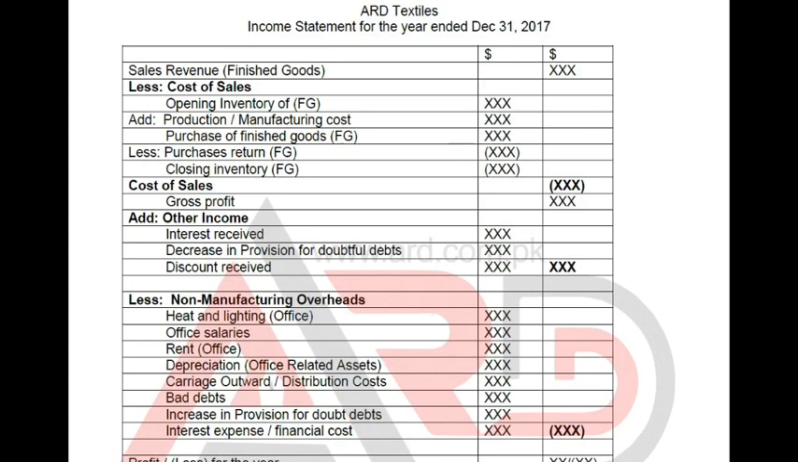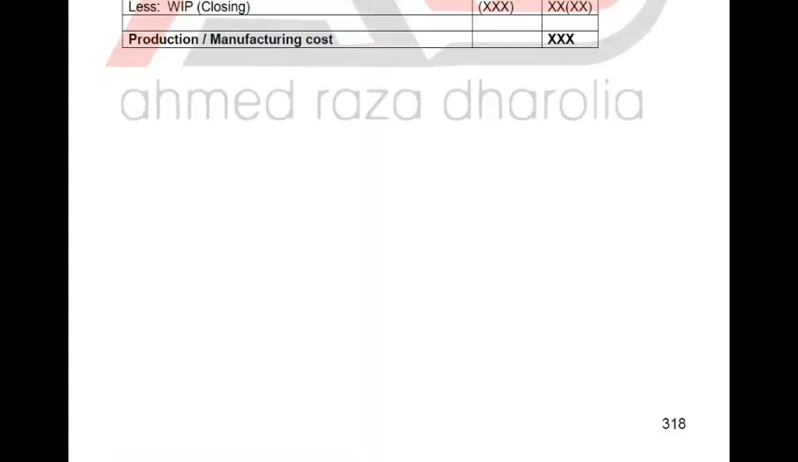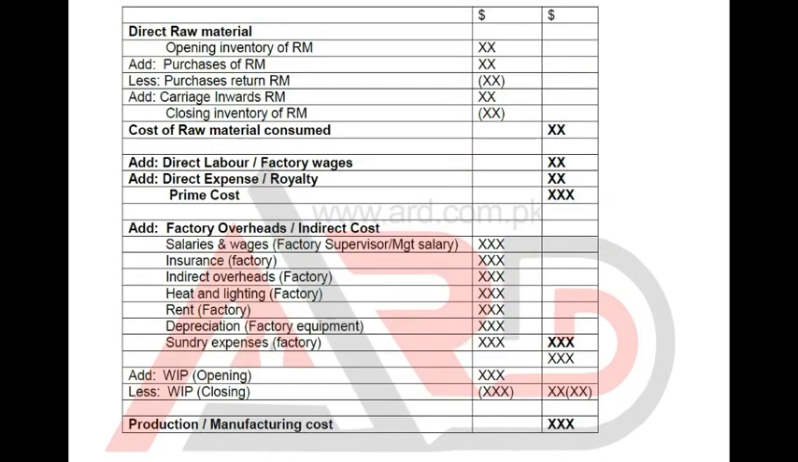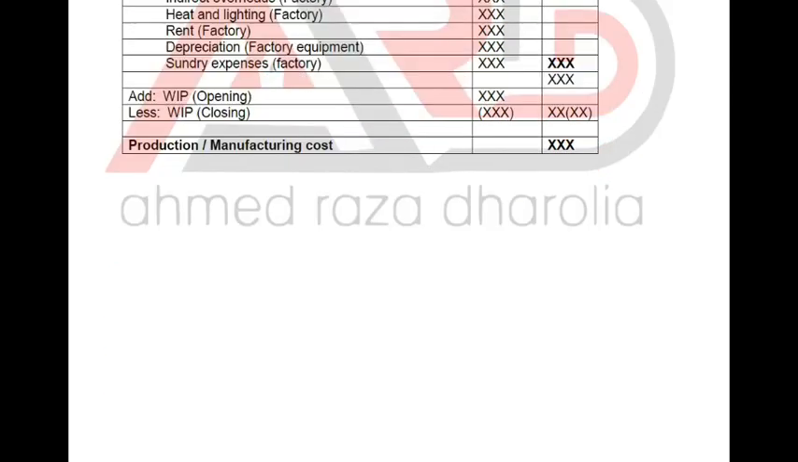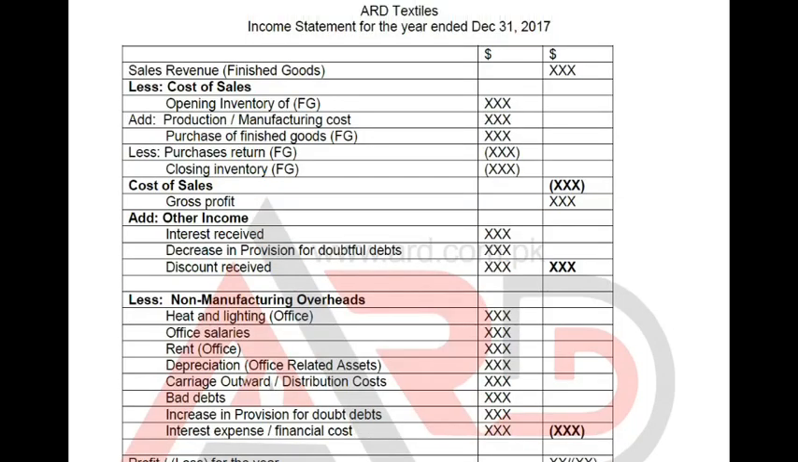In the income statement, we are making the income statement for the outlet. In manufacturing account, we were making accounts for a factory. Manufacturing account is all relating to a factory, but income statement is relating to a sales outlet, the sales showroom.